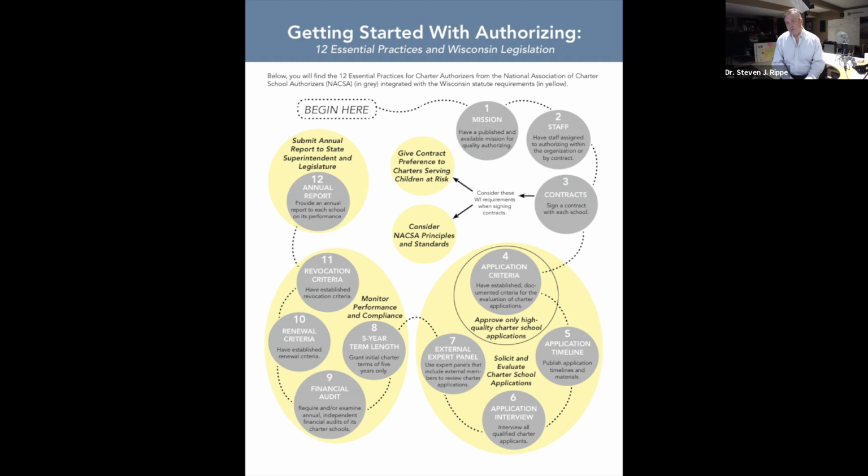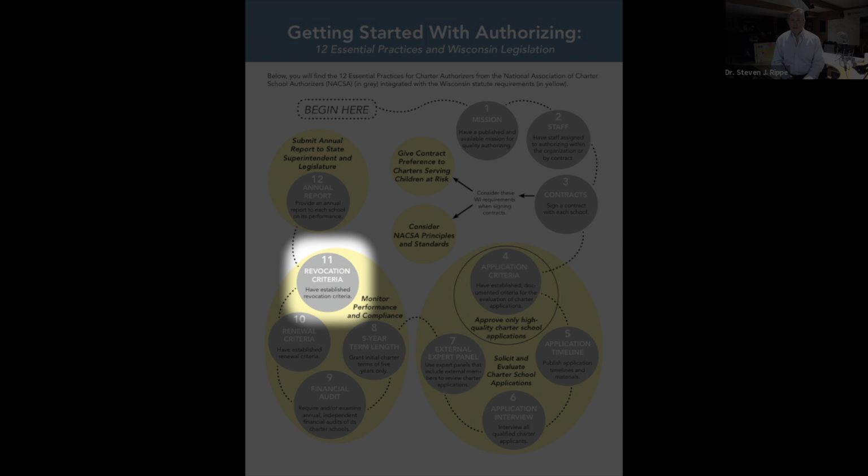Now, what happens with some of our schools is that they cannot reach those expectations. And part of our role as an authorizer is to close low-performing schools. So we need to make sure that we've established revocation criteria and it's documented. That way everyone knows when we reach that point, what's our process.